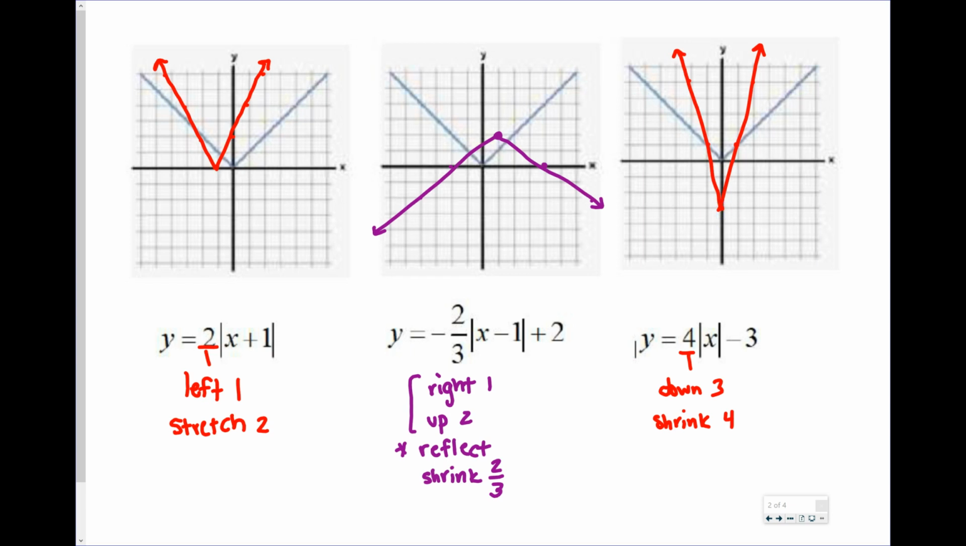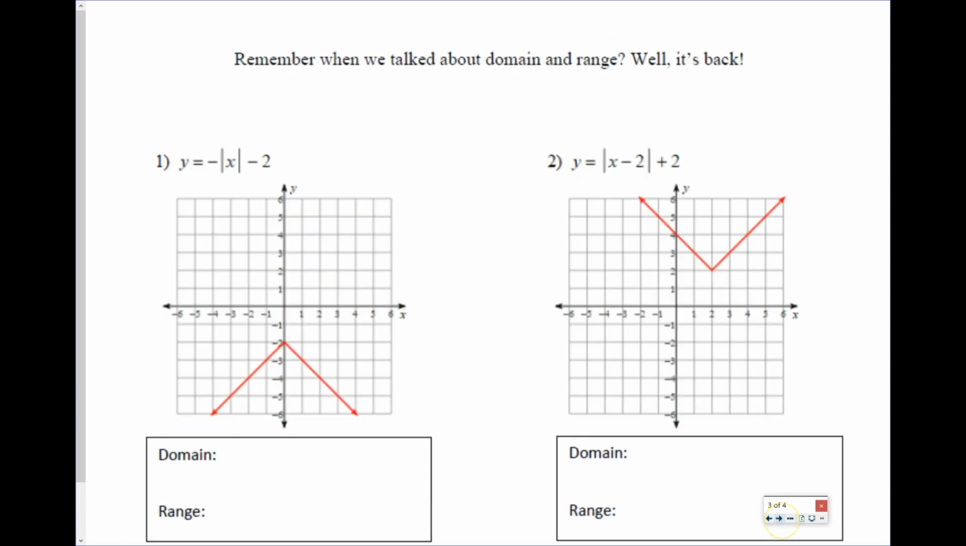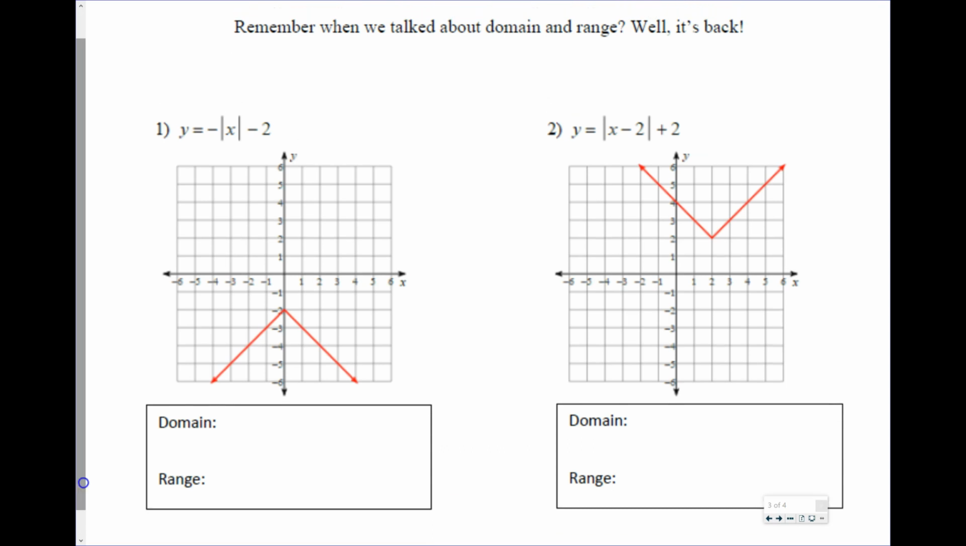Okay? So you've now learned the 6 different ways something can transform in an absolute value function. Left, right, up and down, shrink, or stretch. The last thing that is part of this unit is talking about domain and range. And we talked about this in a previous unit, and it was a struggle. But I'm going to loop this back into every other unit we have pretty much.